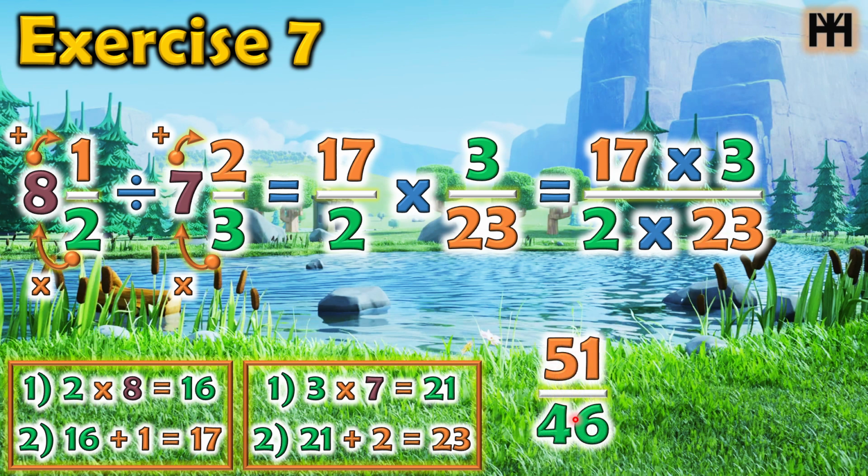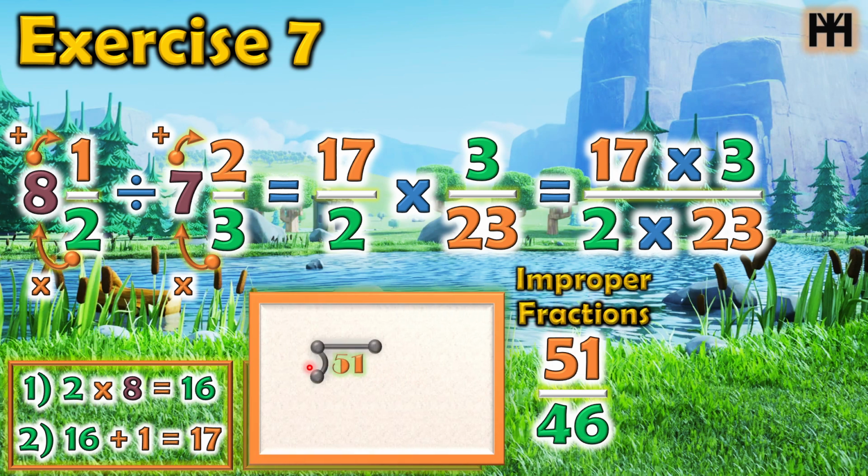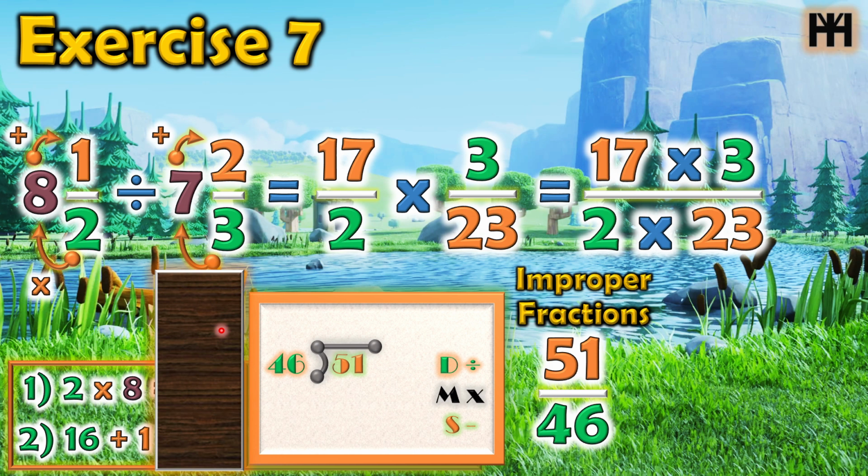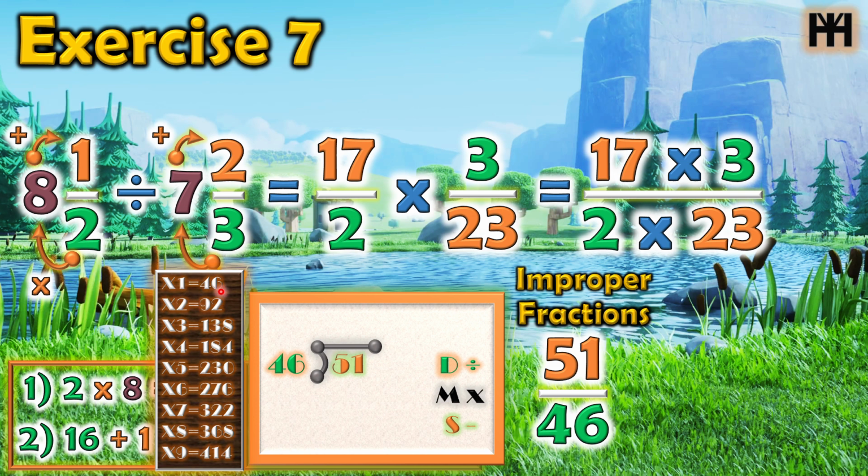But 51 here is greater than 46. So this is an improper fraction. So let's simplify it. Okay, so 51 here and 46 here. Okay, and let's make a table of 46. Okay, but you don't have to do it. We can use maximum the first two. So 46 times 1 and 46 times 2. That's it. No, 51 is not that much greater than 46, you know.